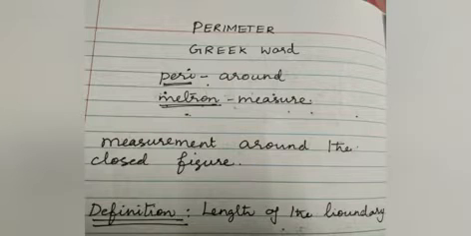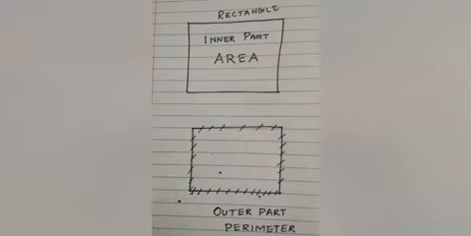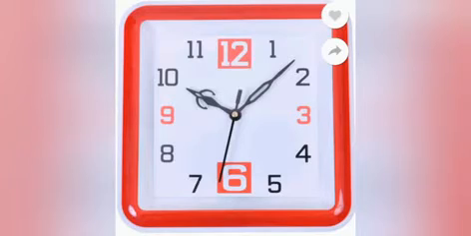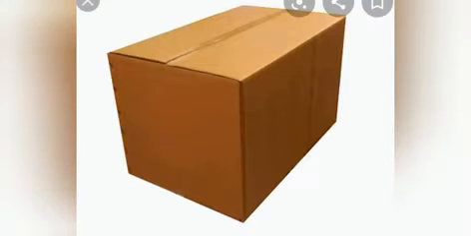For example, if we take a rectangle, to calculate the surface enclosed by the rectangle is the area, and to calculate the length of its boundary is a perimeter. Before discussing in detail, we'll see what are two-dimensional shapes and three-dimensional shapes. To say in simple, a wall clock is a two-dimensional figure and any box is a three-dimensional figure.